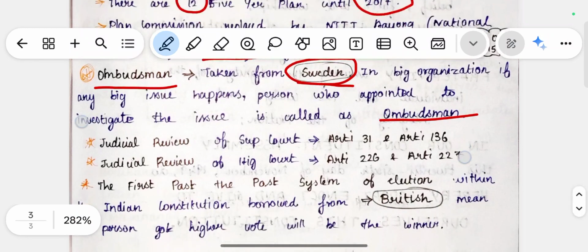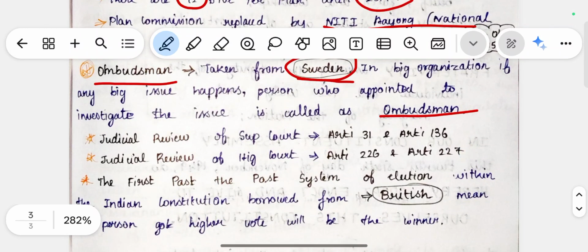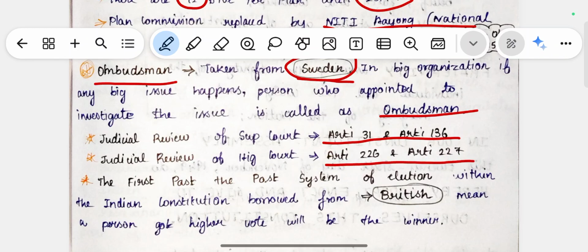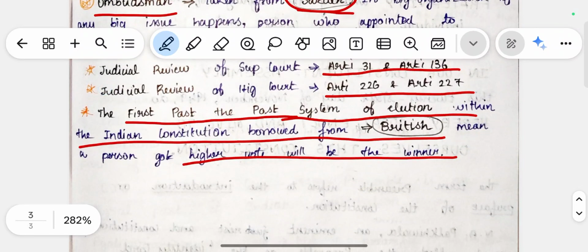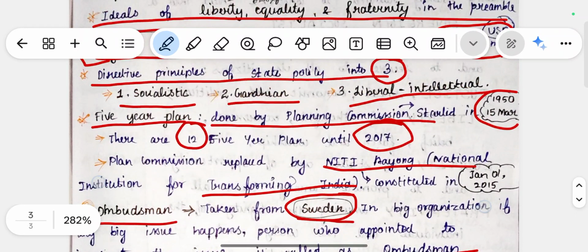The next one is judicial review of the Supreme Court, which was dealt in Articles 131 and 136. Then the judicial review of the High Court was dealt in Articles 226 and 227. The next one is the first past the post system of election in the Indian Constitution, borrowed from the British. A person who gets the higher vote will be the winner, which we see in our elections, right? These are some of the key points of the previous year question papers.